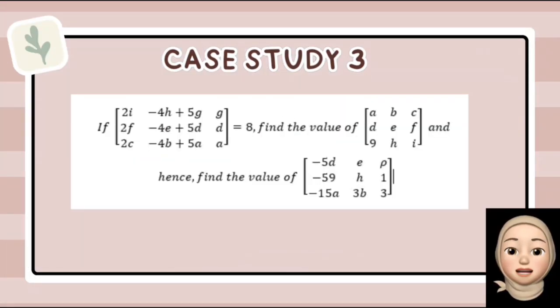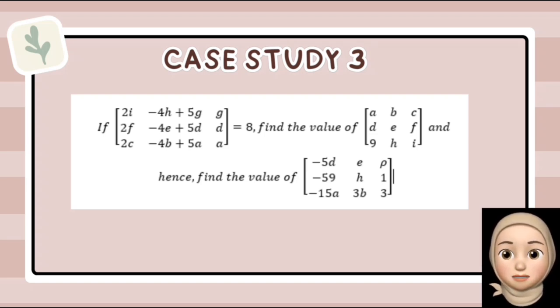Case study 3. If the determinant with rows 2i minus 4h plus 4g, 2f minus 4e plus 5d, 2c minus 4b plus 5a equals 8, find the value of the determinant of a, b, c, d, e, f, g, h, i. Hence, find the value of the determinants with rows minus 5d, e, f; minus 5g, h, i; and minus 15a, 3b, 3c.